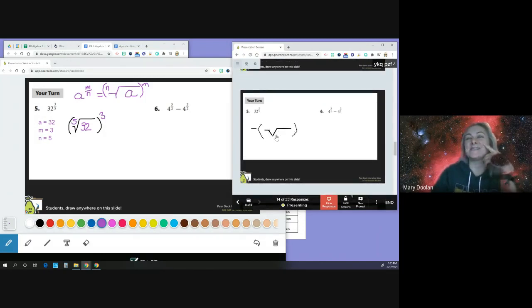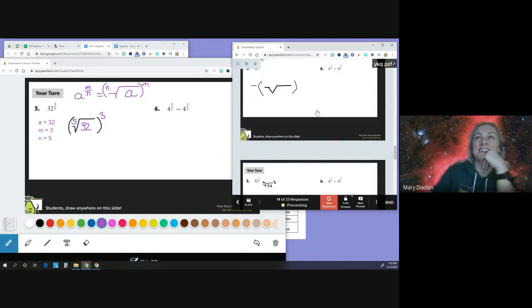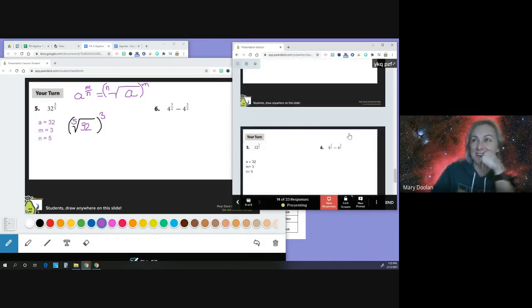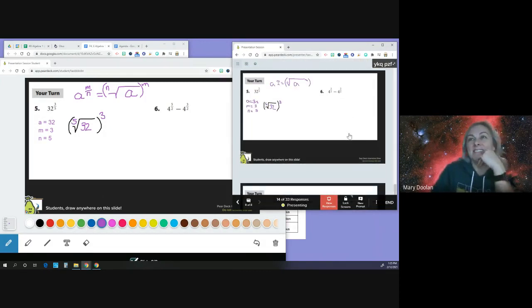I like how this person's making a really awesome square root symbol. That's great. Okay, so that's one thing you could do.